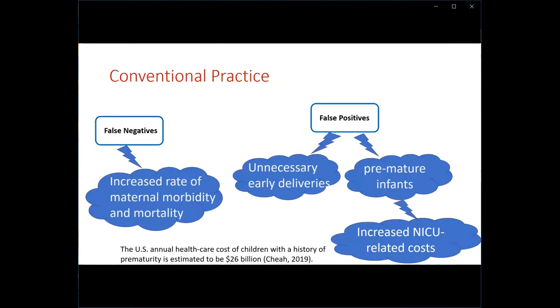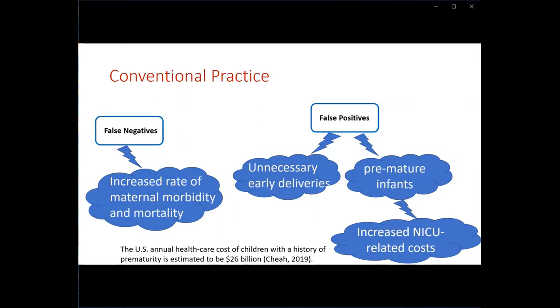Now, the conventional diagnosis for preeclampsia is prone to 2 types of errors. First, it could be the case that the woman has preeclampsia, but we fail to diagnose it. Obviously, this results in an increased rate of untreated cases of preeclampsia, which means higher mortality and morbidity. Second, it could be the case that the woman is healthy, but we treat her as a preeclamptic patient.